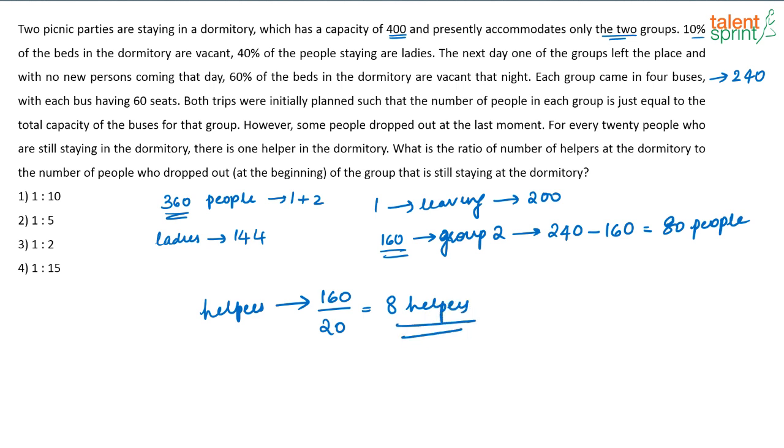Okay, now what is the ratio that they are asking? 8 is to 80. And what is 8 is to 80? 1 is to 10. Is it clear? So the answer for this question will be option 1, 1:10. Is it clear to all of you? Any doubts?